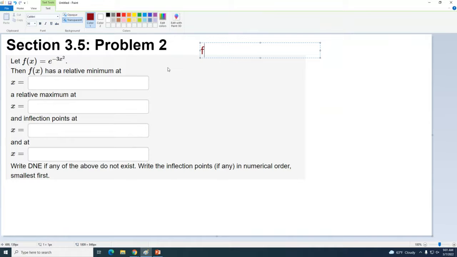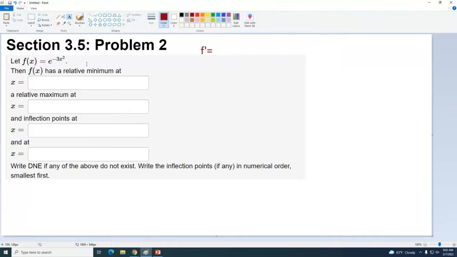To study increasing, decreasing, we're going to find the derivative. What's the derivative of this? It's e to the negative 3x squared. Exponential function, so the derivative is itself, and then, chain rule, right, we multiply by the derivative of the exponent, negative 6x. So we have to multiply this by negative 6x.